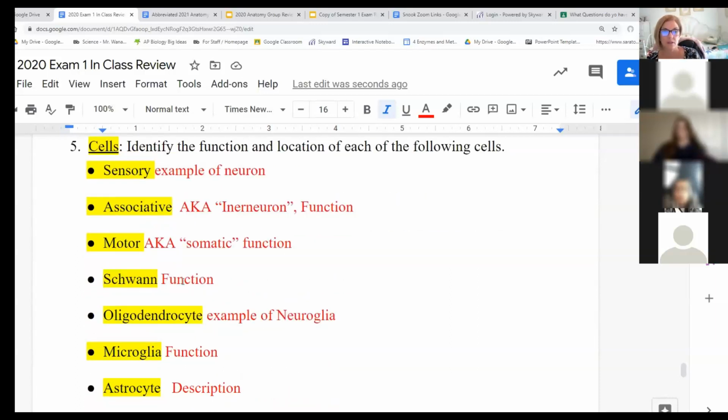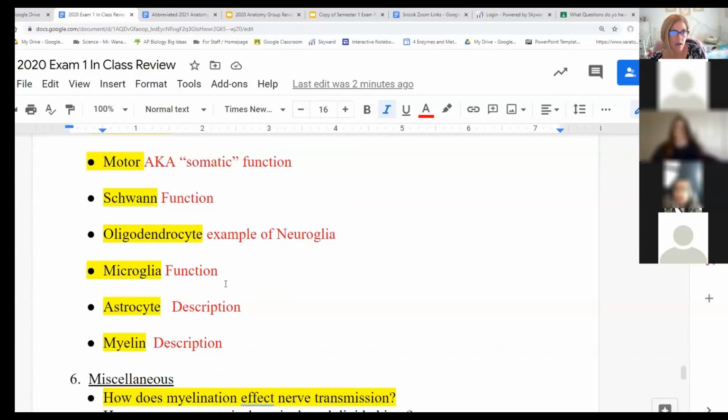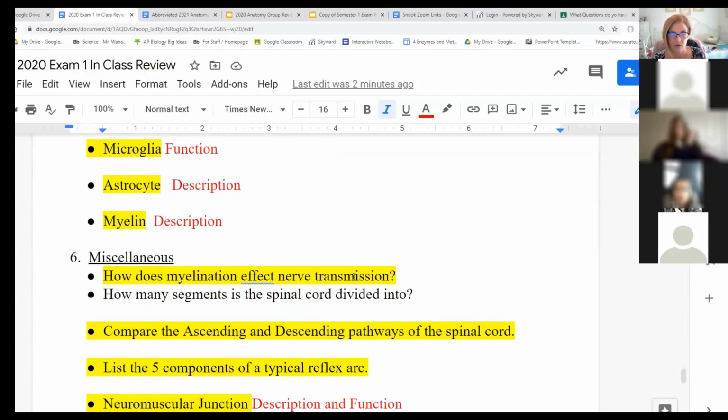Schwann cells, you want to know they create myelin in the PNS. The oligodendrocyte is one of your examples of neuroglia. So which of these are neuroglia? Which of these are neurons? Microglia is the cleanup. Neuroglia gets rid of old dead cells. Astrocytes, largest, most numerous, part of the blood-brain barrier. Myelin is that fatty insulation. Speeds nervous transmission. Kind of already said that.